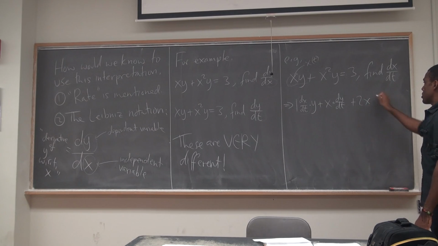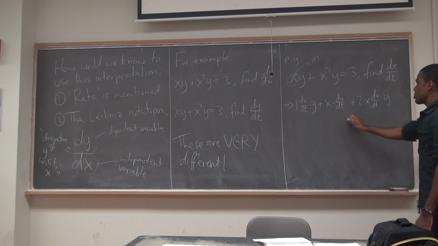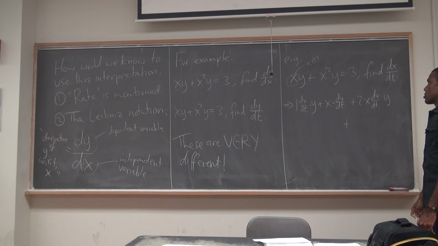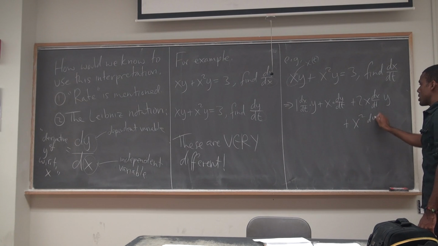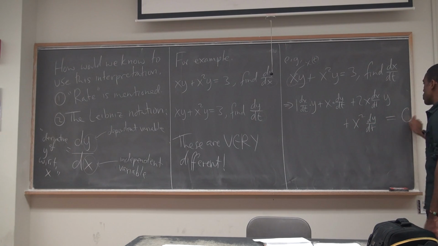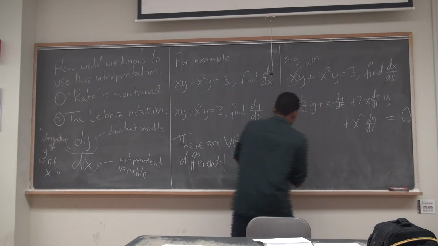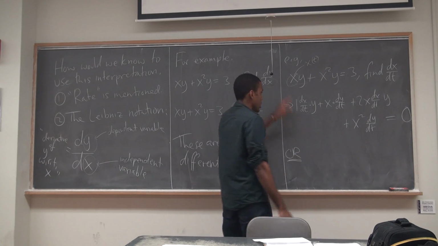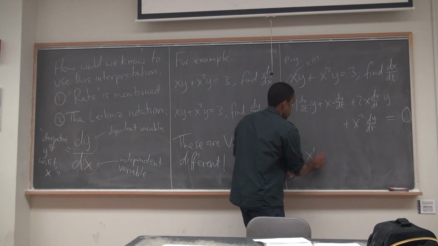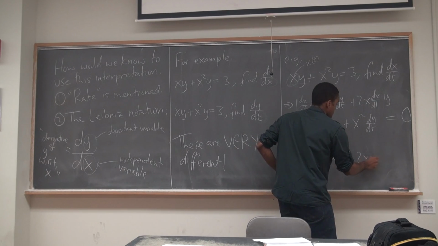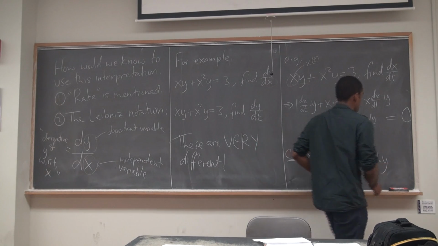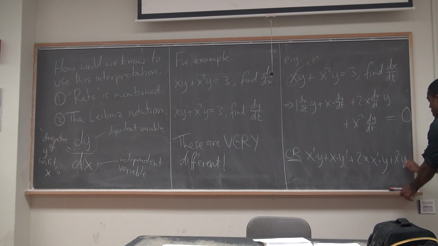2x dx/dt times y plus x squared dy/dt. All that equals 0. Right? Now, or you could have written x prime times y plus x times y prime plus 2x x prime times y plus x squared y prime equals 0. You could have written that and that would be fine.